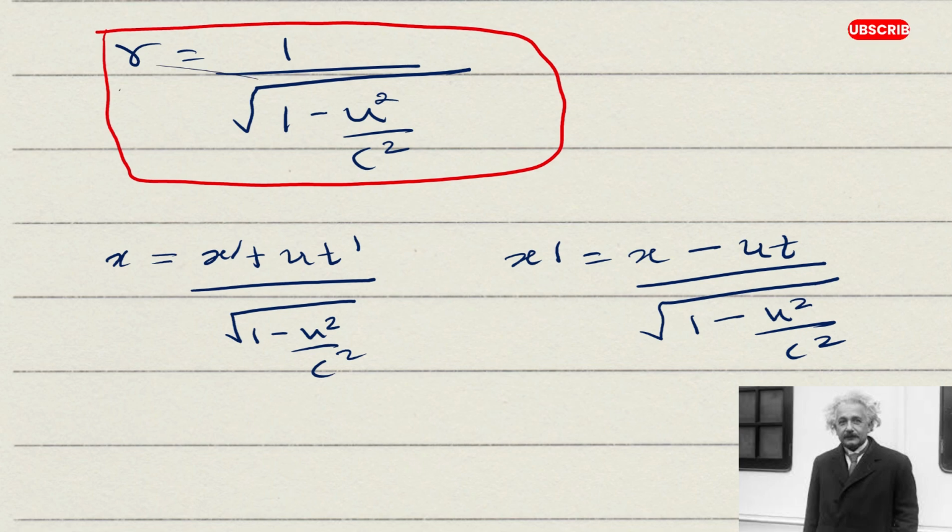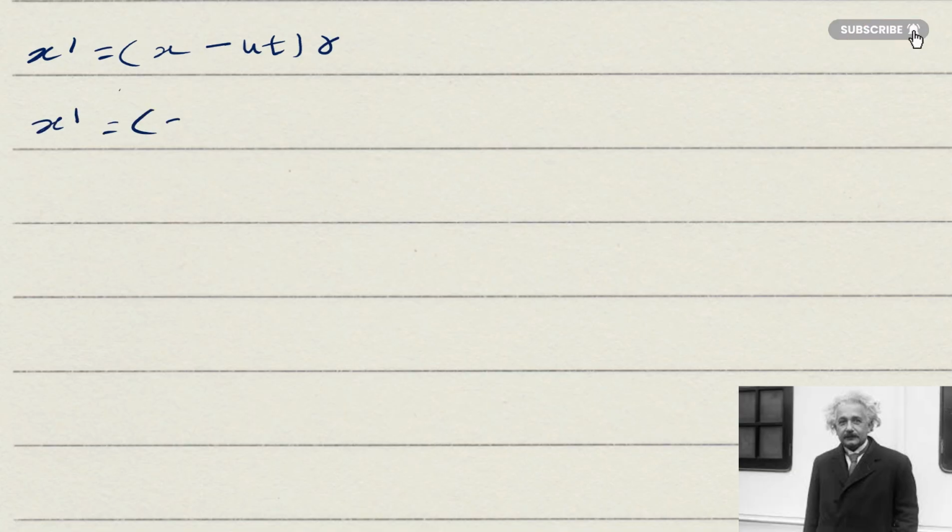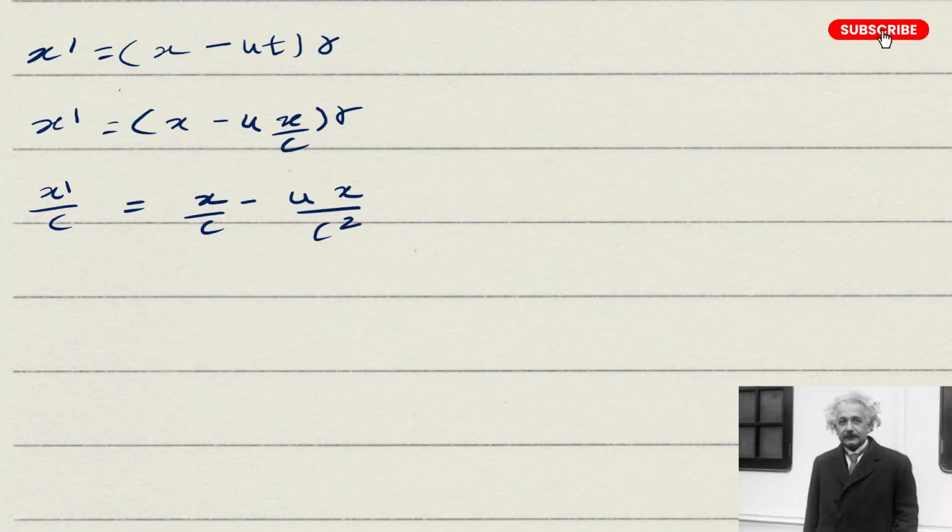We can also work out formulae for time. We know that x prime equals x minus ut times gamma. That means x prime equals x minus u times x over c, because t equals x over c, times gamma. Dividing everything by c, you get x prime divided by c equals x over c minus ux over c squared times gamma. But of course x prime over c is t prime and x over c is t. So t prime equals t minus u over c squared x all times gamma.